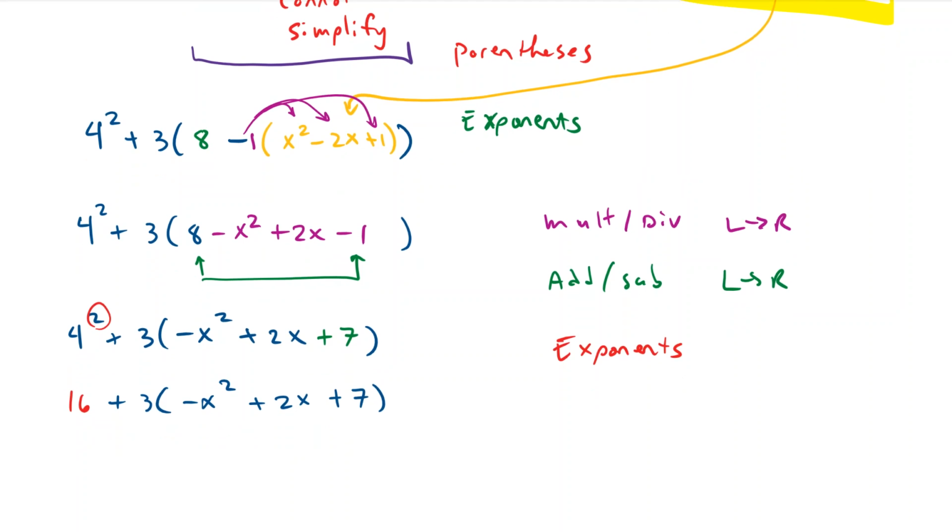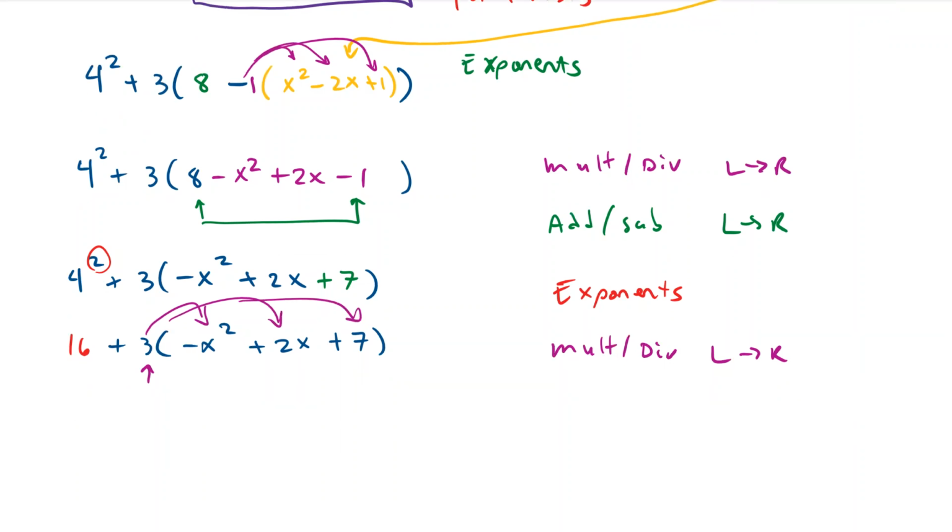And now after exponents we have multiplication and division as they come left to right. We only have one really, and that's right here. So we need to multiply this 3 through all of those terms in the parenthesis. So we have 16 plus 3 times negative x squared gives us a negative 3x squared. We have 3 times 2x, and we have 3 times 7, which is 21.